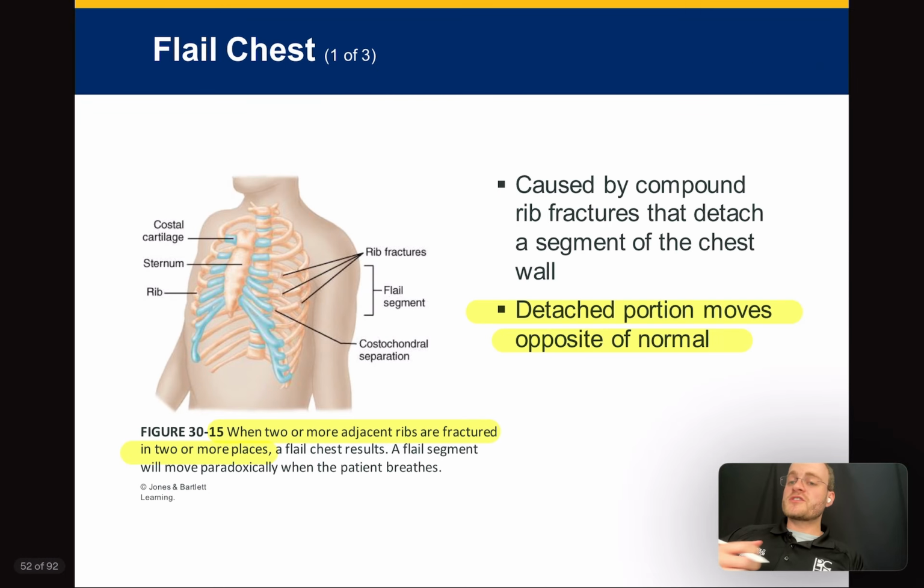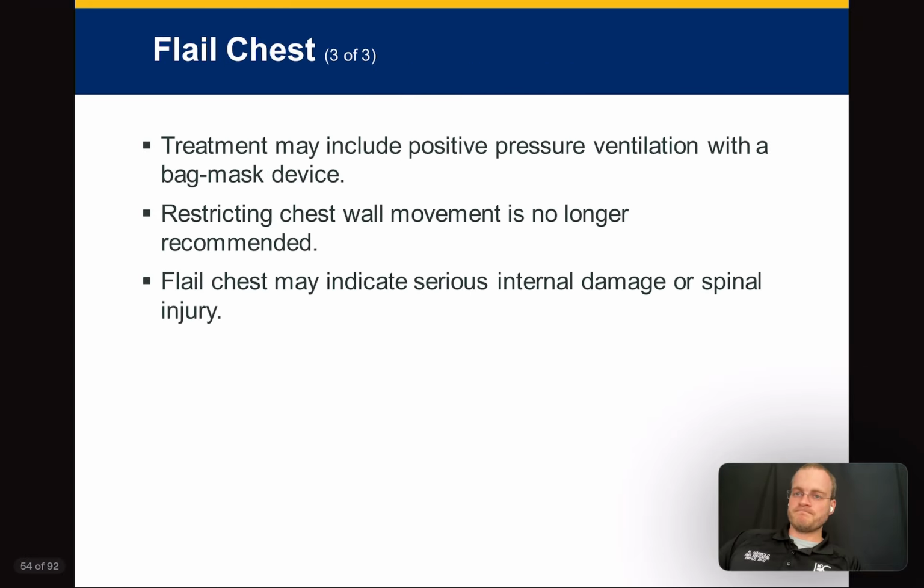Now, do you think someone with a flail chest is likely to develop a pneumothorax, hemothorax, or hemopneumothorax? Yes, it is quite possible. So this is why we reassess these patients. Okay. Now, again, treatment can involve positive pressure ventilation with a bag valve mask, PPV with a BVM, right?